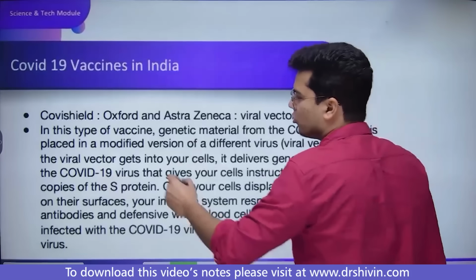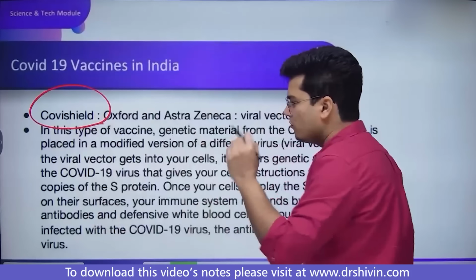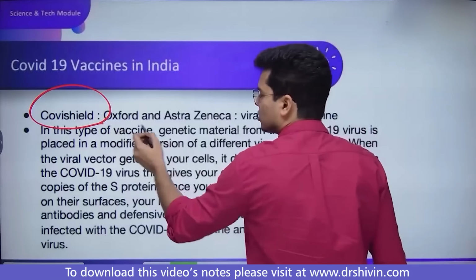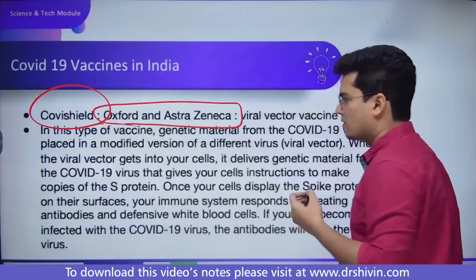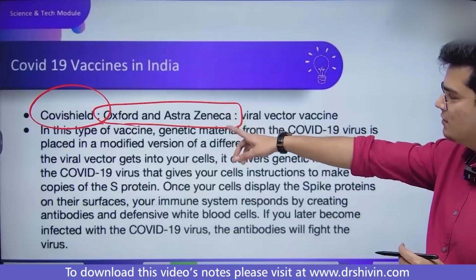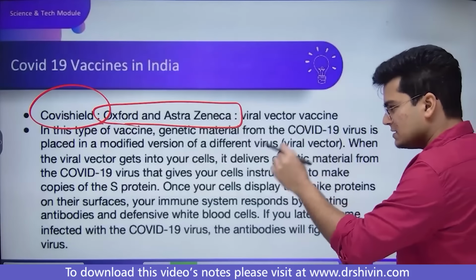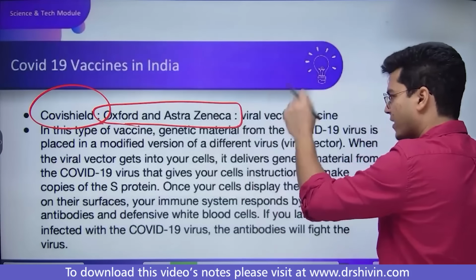Now we have read Covishield. What is the technology of Covishield? What is the Covishield technology that is made by Oxford and AstraZeneca? Okay, the Oxford AstraZeneca vaccine in collaboration with Serum Institute of India. What is the technology here? Viral vector vaccine.